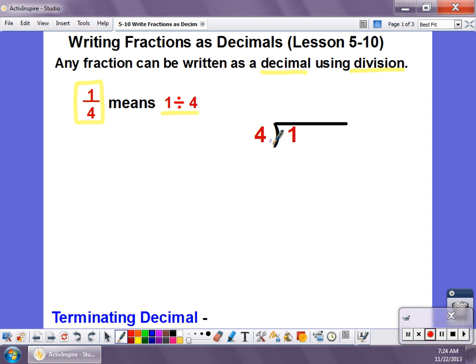1 cannot be divided by 4, so I'm going to put a decimal point and add a 0. And then I'm going to add a decimal up here on the top. I know that 10 can be divided by 4 2 times. So I'm going to multiply 4 times 2, and I get 8. I do my subtraction, and I get 2.